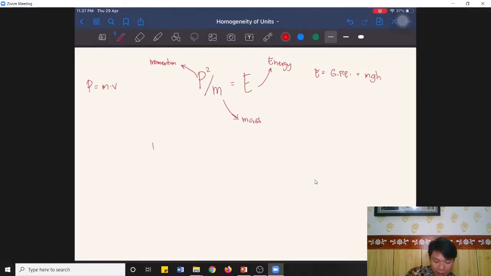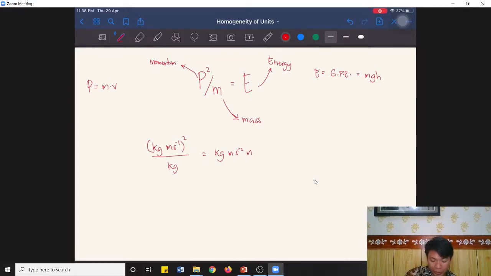Let's now put in their SI base units. M is kilogram. V is meter per second, all over M, that's kilogram again. Take note that this should be squared. Equals GPE, so that's kilogram. G is meter per second squared, and height is meter.